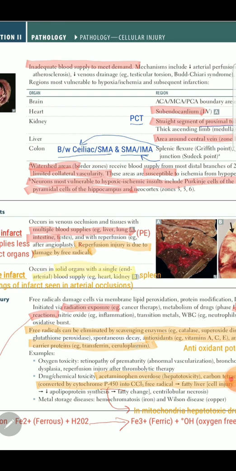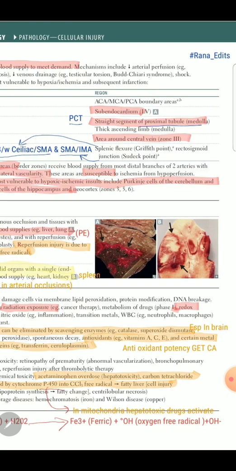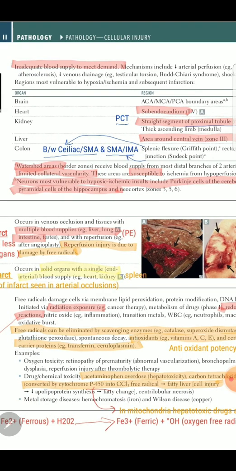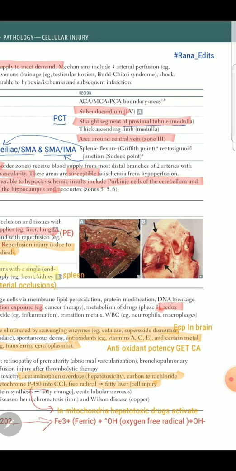These antioxidants like vitamin C and vitamin E neutralize these free radicals. The potency of these antioxidants is discussed in the vitamin chapter, that is GAT-CA. Most important would be glutathione, which is an antioxidant. In fact, a scavenger enzyme and antioxidant in the same category. Glutathione, vitamin E, then transferrin, and then vitamin C, and then vitamin A. So vitamin E is a potent vitamin, and glutathione is most potent.